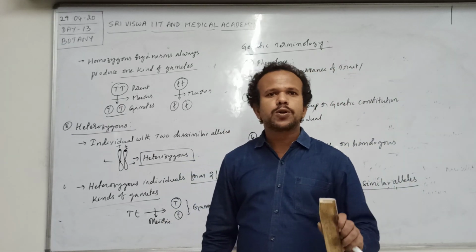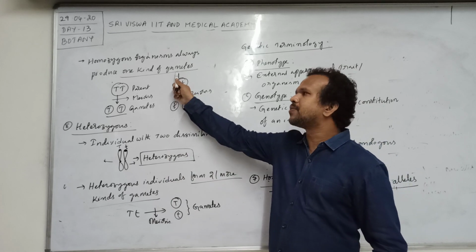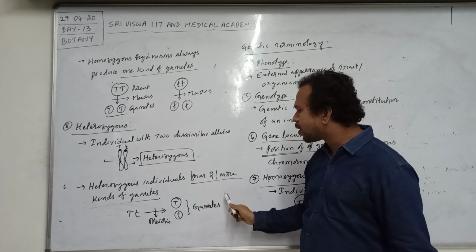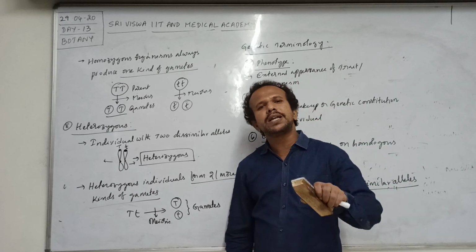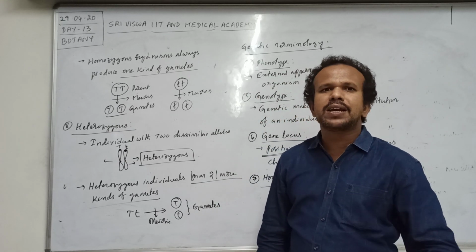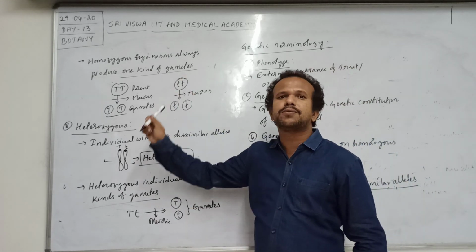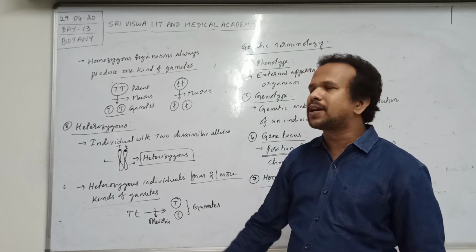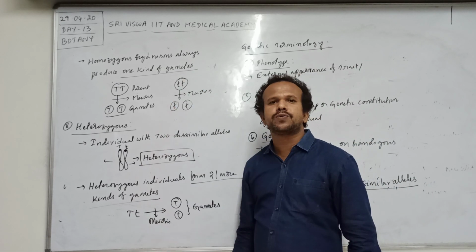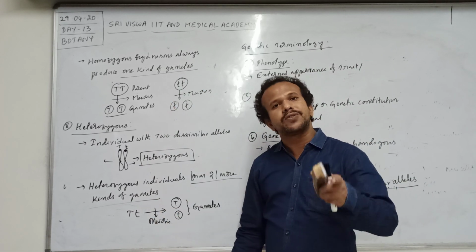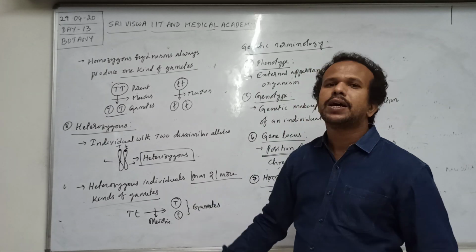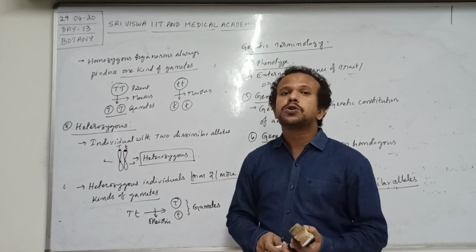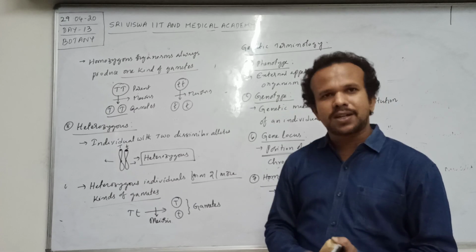So generally, homozygous individuals produce one kind of gametes. This is very important. Heterozygous individuals produce two or more kinds of gametes. Two similar alleles or only one kind of allele is present in a homozygous individual. Two dissimilar alleles or two different types of alleles are present in heterozygous individuals. These are certain important terms commonly used in genetics.